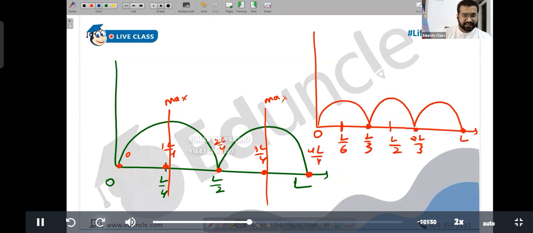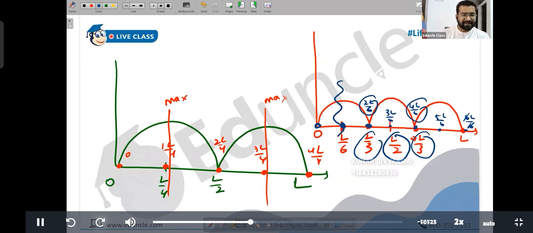So how will I usually write it? This is 0, 1L by 6, then 2L by 6, then 3L by 6, then 4L by 6, then 5L by 6, and then 6L by 6. Basically, it makes it L, as you can see, the 6 gets cancelled. 3L by 6 is L by 2, 2L by 6 is L by 3, 4L by 6 is 2L by 3. But the point is, it becomes maximum at L by 6, at L by 2, and at 5L by 6.